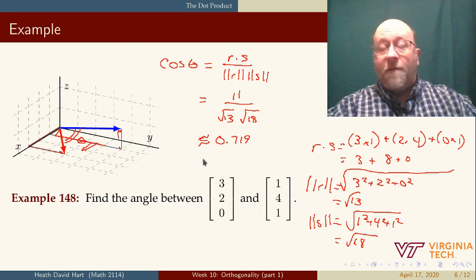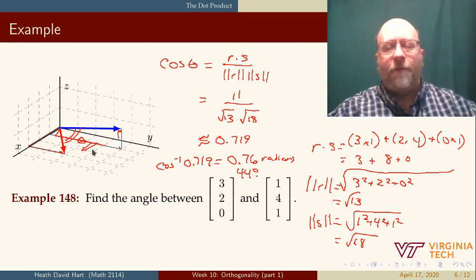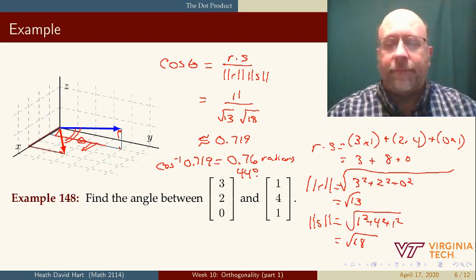Then we find the inverse cosine of that. And in radians, we get 0.76 radians. In degrees, we get 44 degrees. And that gives us this angle here. It's not bad. It gives us a way of using vectors to calculate angles.